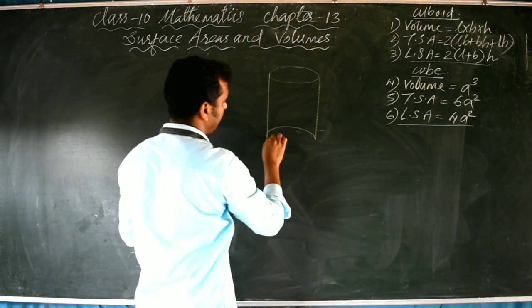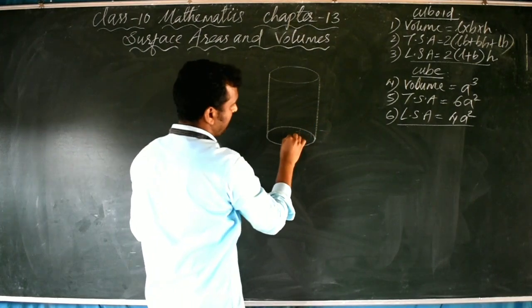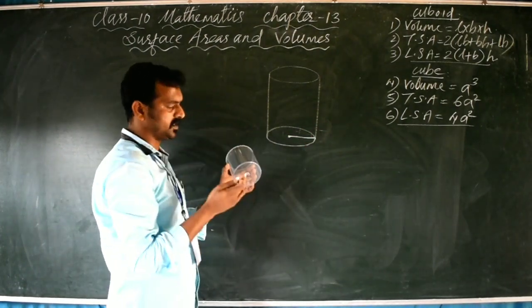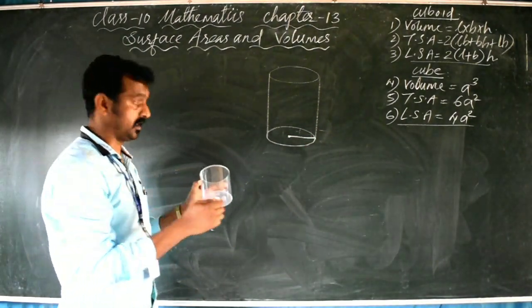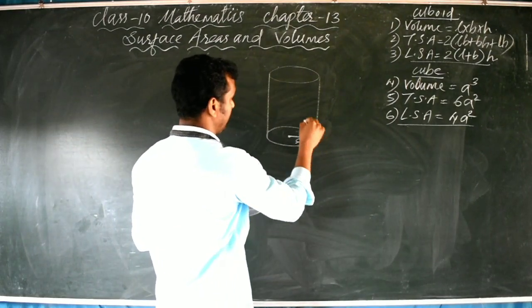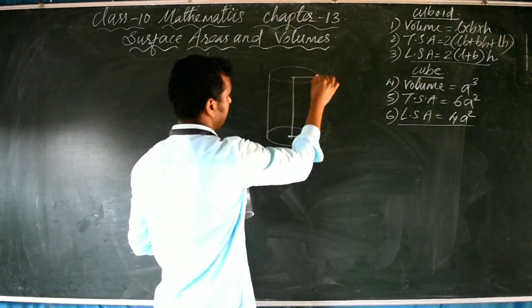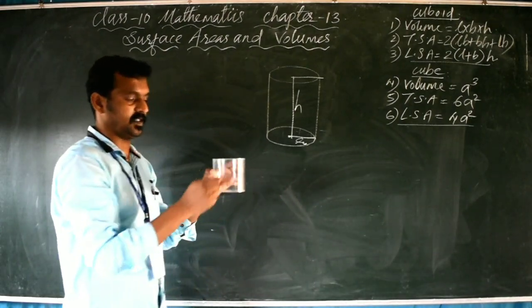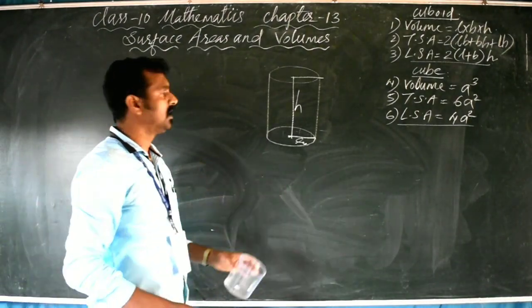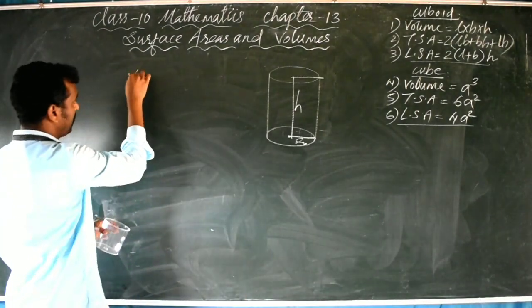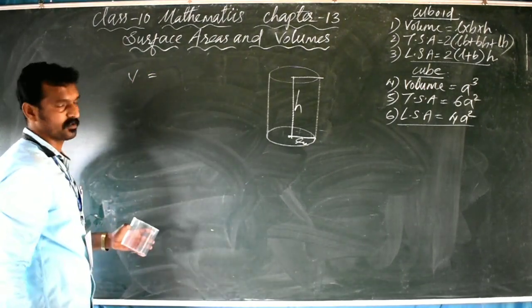This way we can draw a cylinder. The outside bottom part is in the form of a circle, so it has radius r, and the height of the cylinder is h. This one is the height of the cylinder h. How can we find out the volume of a cylinder?